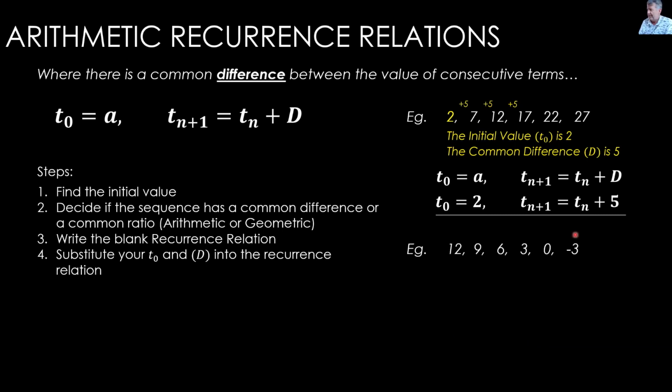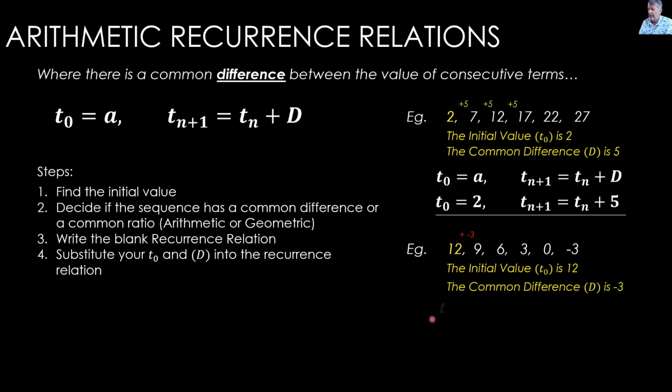Let's have a look at another one. 12, same steps. Initial value is 12. So T0 is 12. Is there a common difference? How do we get from 12 to 9? Subtract 3. Is it subtracting 3? 9 minus 3, minus 3... Yeah, it is. But have a look at this. Remember, it's plus a positive or negative number. So instead of plus 3, or instead of negative 3, sorry, we need to write plus negative 3. So the common difference is negative 3.